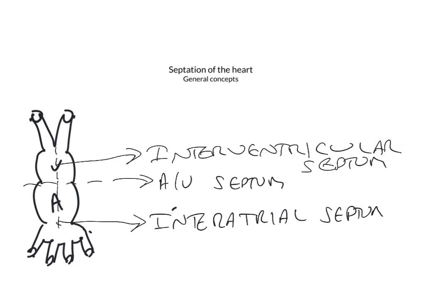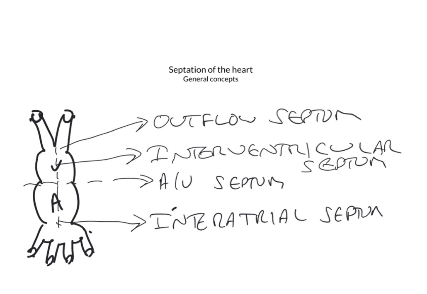And finally, we also need to separate the outflow, because what we need is the right ventricle going into the pulmonary artery and the left ventricle going into the aorta. So we also need an outflow septum. And in this video, we're going to focus upon the formation of the atrioventricular septum and the interatrial septum. So that's the very basic principles of how we're going to go from this two-chambered primitive heart to a four-chambered advanced heart that we see in adult humans.